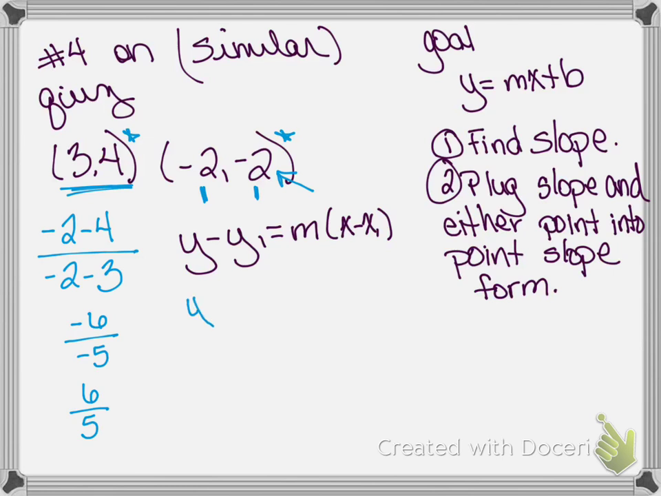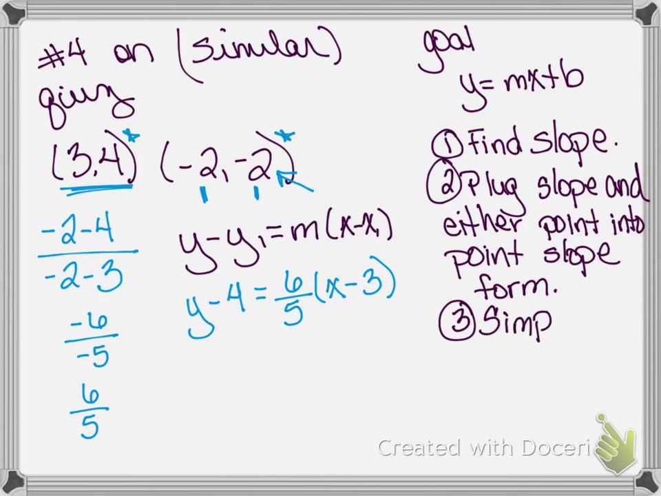So then I'm going to have y minus 4 equals 6 over 5 times x minus 3. And my third step is to simplify to y equals mx plus b.